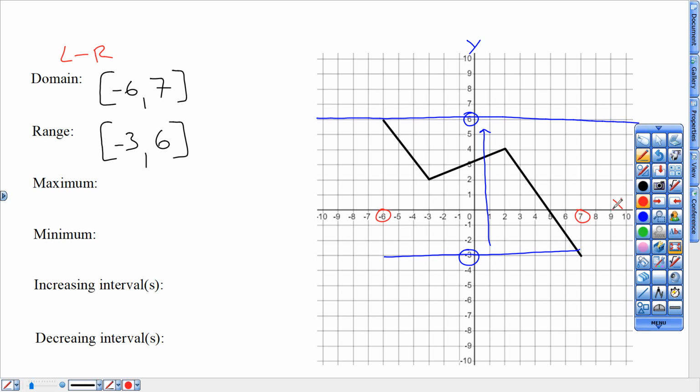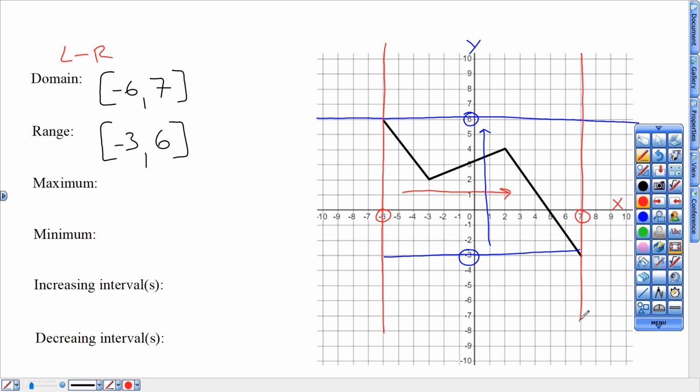Domain, I look at the x numbers. Domain is the far left boundary where that data kind of goes through the x-axis all the way to the right, where the right side of that boundary hits the x-axis. That's domain, using the x numbers. Range, use the y numbers.